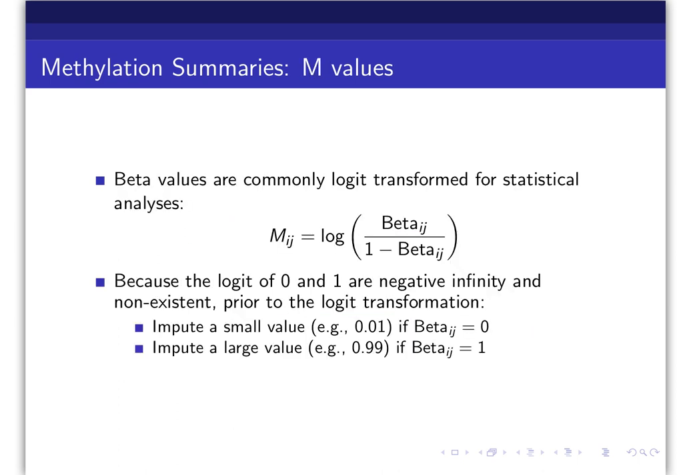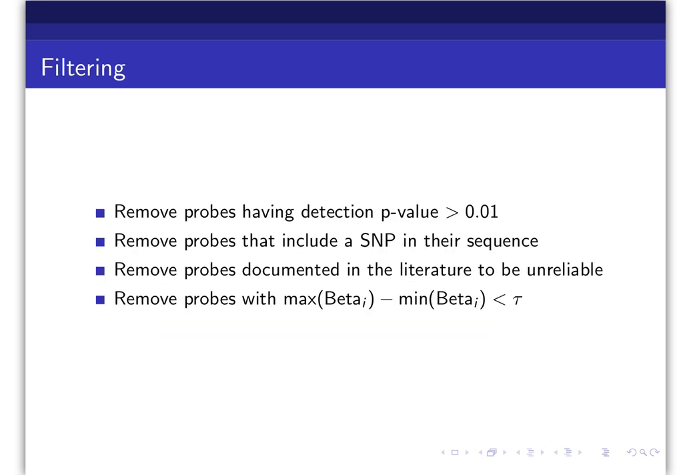In order to promote normality, the beta values are commonly transformed using the logit transformation. Because the logit of 0 and 1 are negative infinity and non-existent values, a beta value of 0 is commonly imputed to be some very small number, and a beta value of 1 is commonly imputed to be some very large number prior to applying the logit transformation.